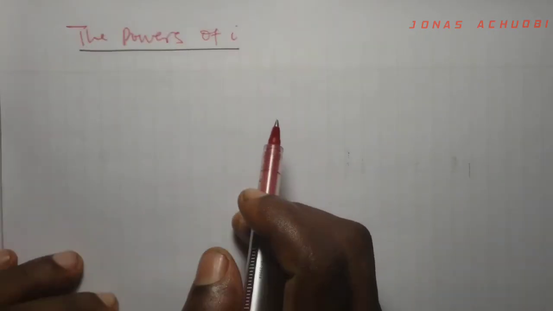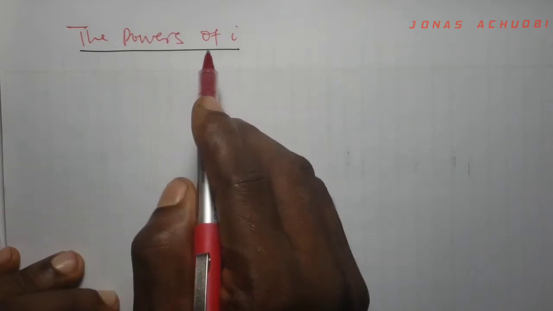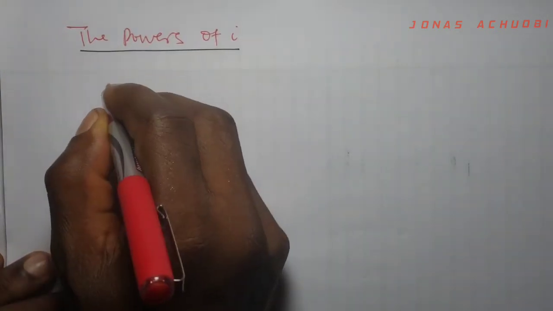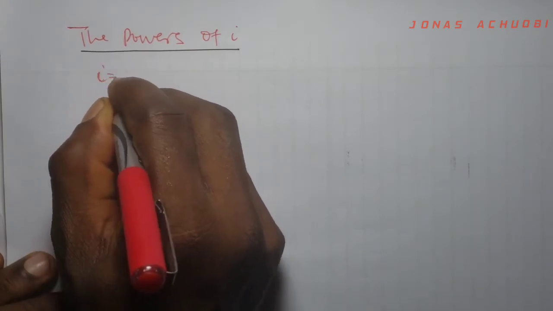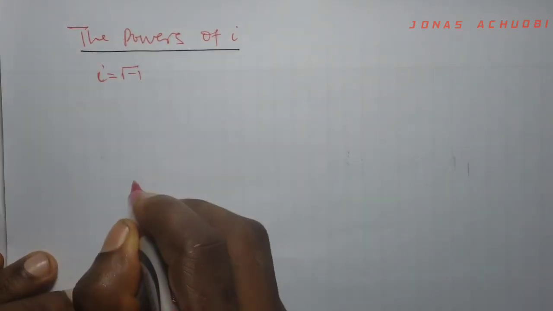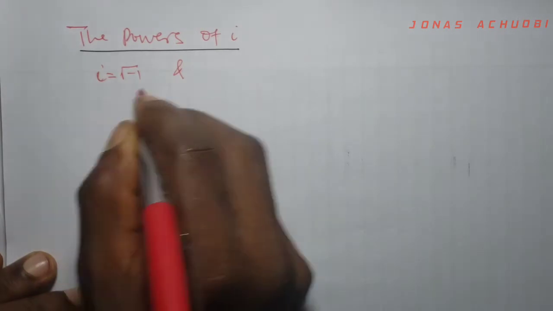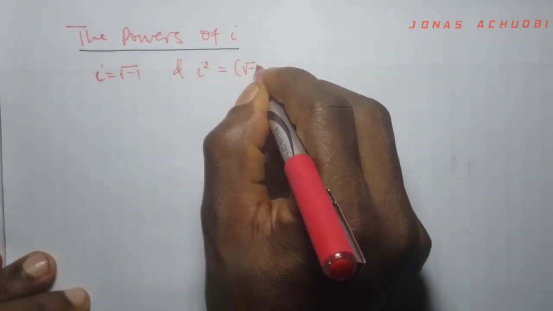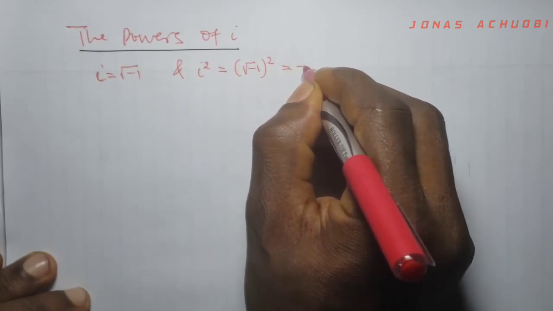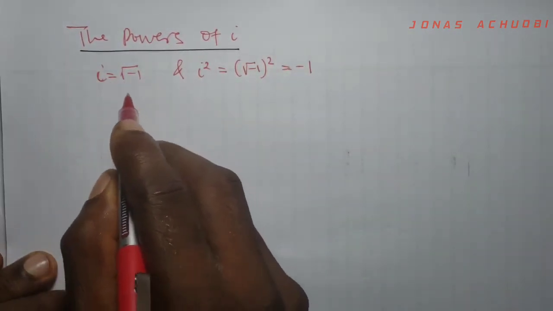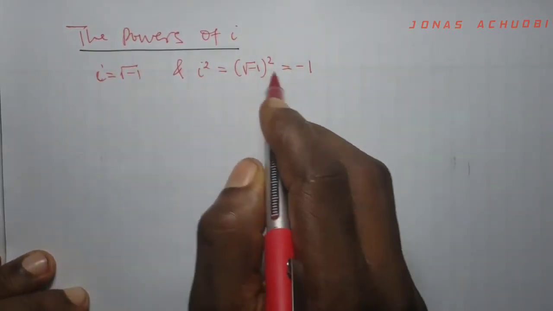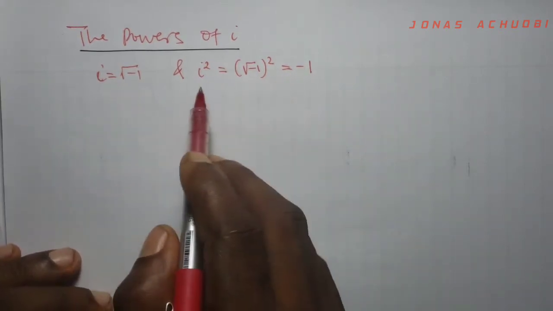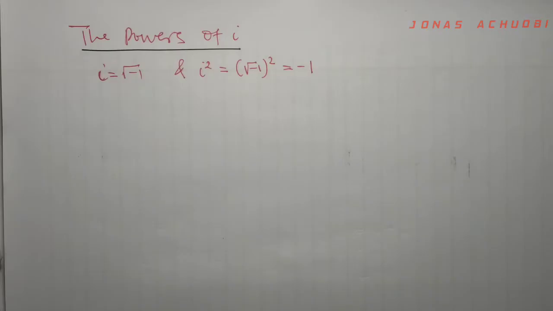We shall now learn how to evaluate certain powers of our little man i. We know two things already. We know that i is equal to the square root of minus 1. And again, we know that from here, if we square both sides, then i squared is equal to the square root of minus 1 squared, which is equal to minus 1. So i is equal to the square root of minus 1, and i squared is equal to minus 1. We shall use these two pieces of information to evaluate certain powers of i.